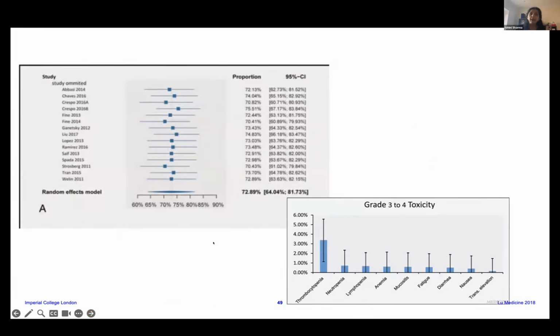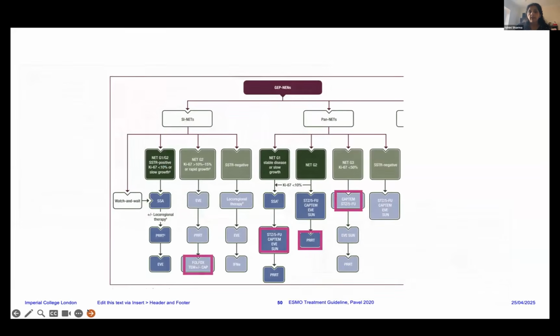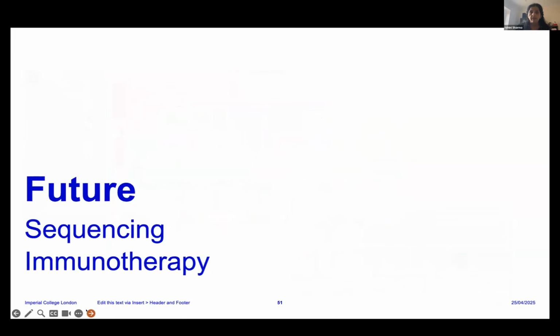And so TEM-CAP or CAP-TEM, however you wish to call it, has crept into the guidelines and into routine everyday practice. I think the other reason why clinicians like using that combination is because it's very well tolerated. You can see here, the main side effect is really thrombocytopenia that occurs in 3% of patients. So it's a very well tolerated regime that has a high disease control rate. And so again, like I've mentioned, you've got TEM-CAP that comes in, streptozocin 5-FU with the PNETs, and it comes into like every part of the ESMO treatment guidelines.